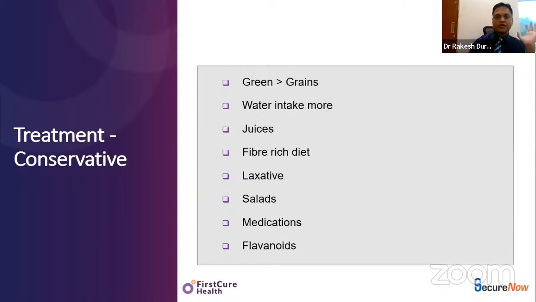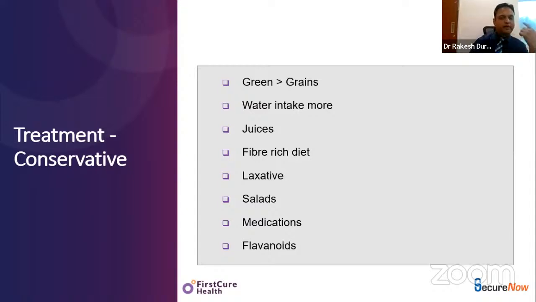I'm not saying that you eat the laxative or keep on having it, but yes, if you're having a problem, first resolve the problem with the laxative and gradually wean off from its use, because these are not for use, it leads to abuse of it. And have more and more salads, green leafy vegetables, the green salads, and if required, give the medications and the flavonoids that we generally use for treating hemorrhoids.